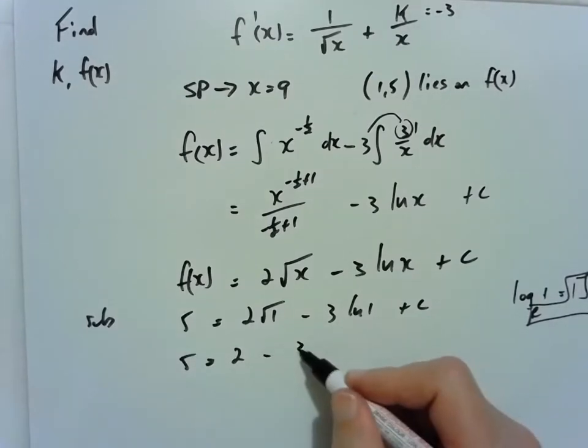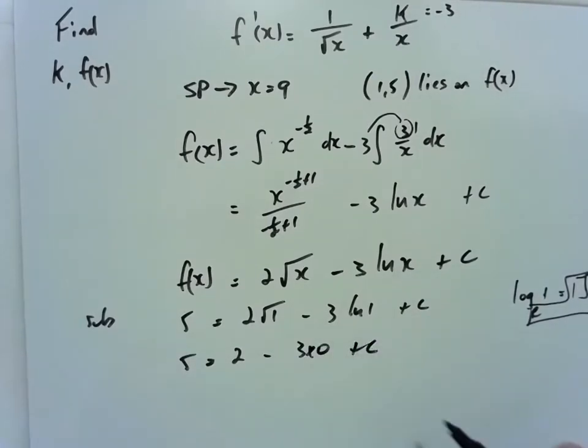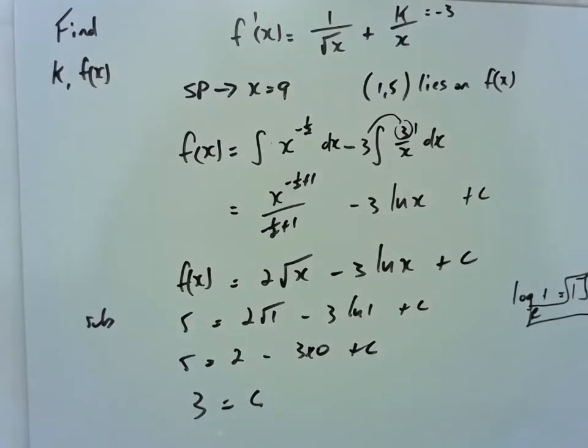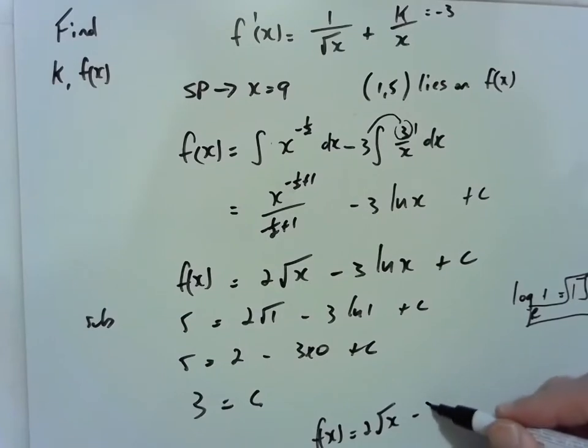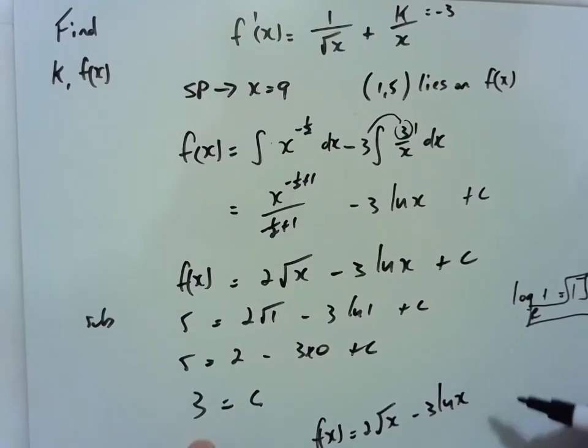So it's going to be 3 times 0 plus c. So c will equal 5 minus 2, which is 3. So here c is 3. So I might just squeeze it in down here. So I'm going to get f of x is 2 root x minus 3 log x plus 3. Nice, eh?